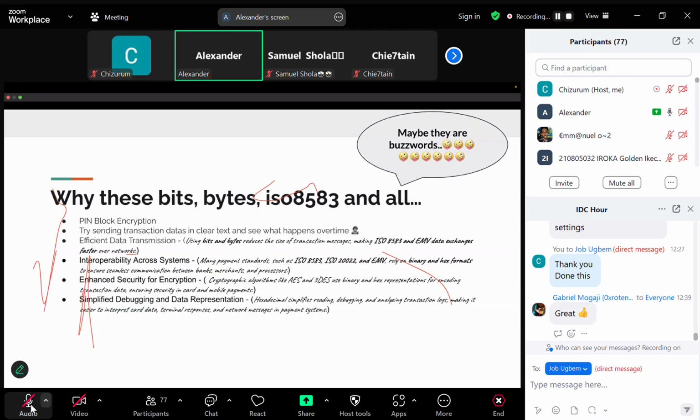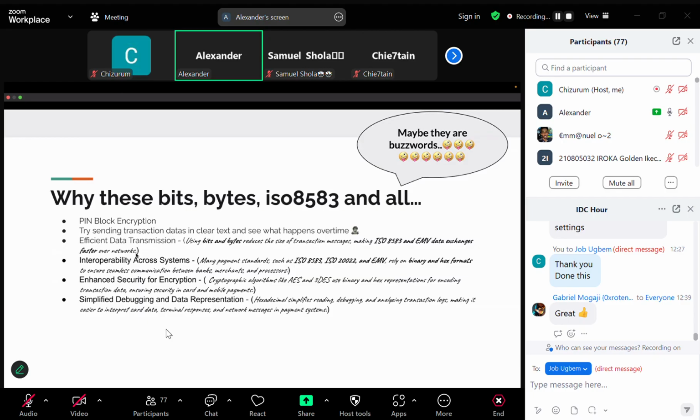So why all these things? Are they just buzzwords, right? The importance of all these bits and bytes, ISO 8583, EMV and all that, right? Number one, in PIN block encryption, you should not and you cannot send PIN in clear text upstream, right? That's what we call ISO, the Visa format PIN block. So even when you generate your ISO 0 or your Visa format of PIN block, you cannot send it like that. You need to encrypt that format that you generated before you can send it upstream, right?